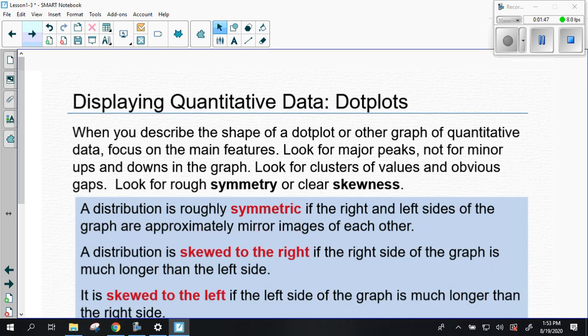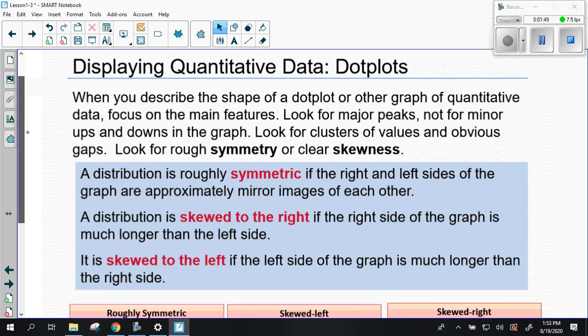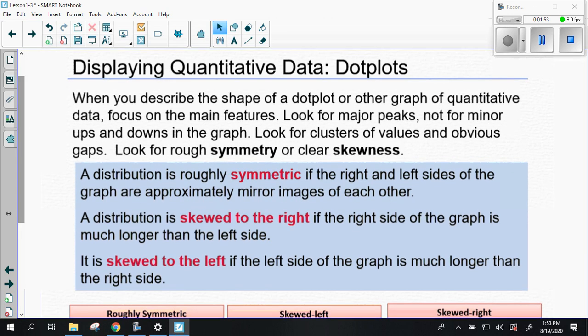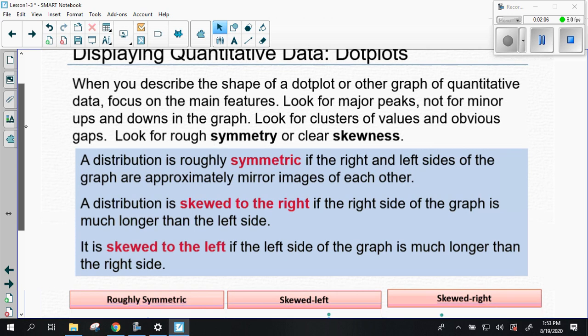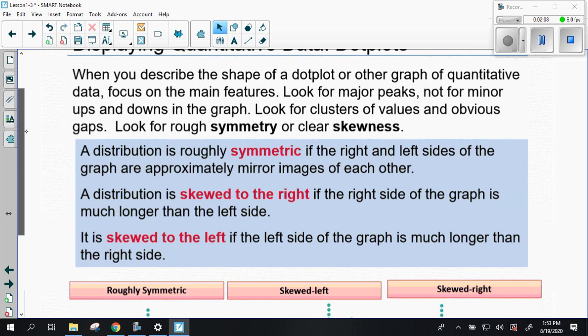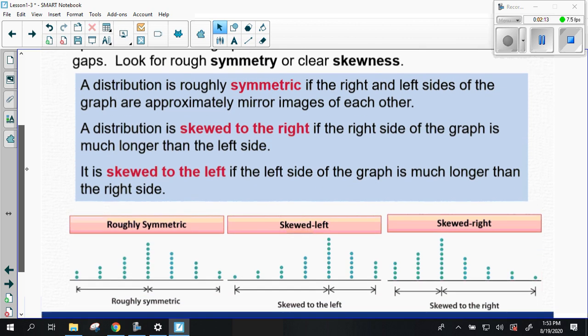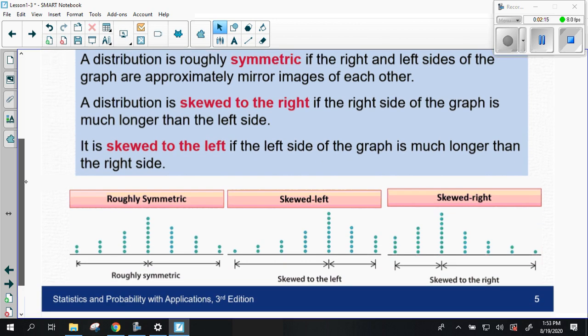All right, so when we're using a dot plot to display some data, we're able to look at the shape of the dot plot and describe it as either symmetric, skewed right, or skewed left. All right, so we're looking for peaks, like the tallest point on it, and we're kind of looking at what happens at the end.